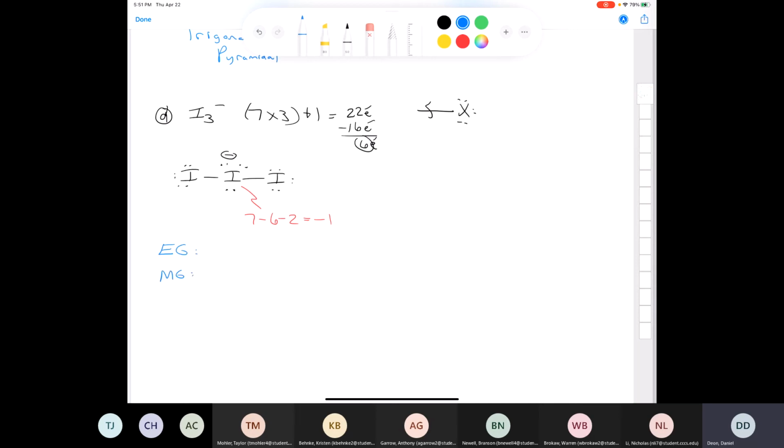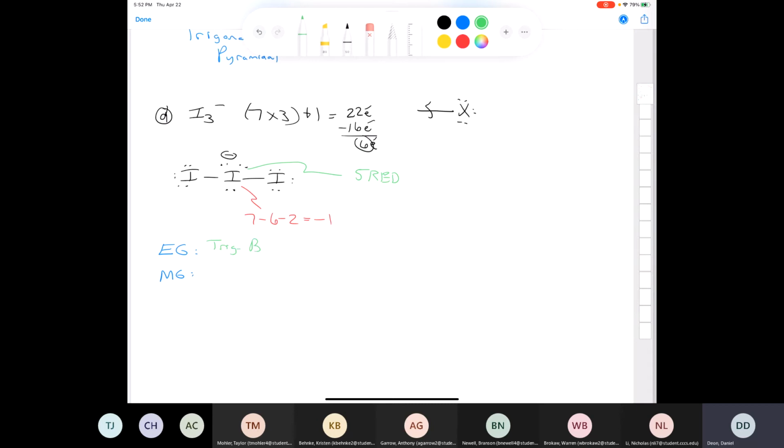My central atom has 2 atoms bound to it and 3 lone pairs. What would my electron geometry be? We have 5 regions of electron density around it. That's right. It's going to be trigonal bipyramidal, right?